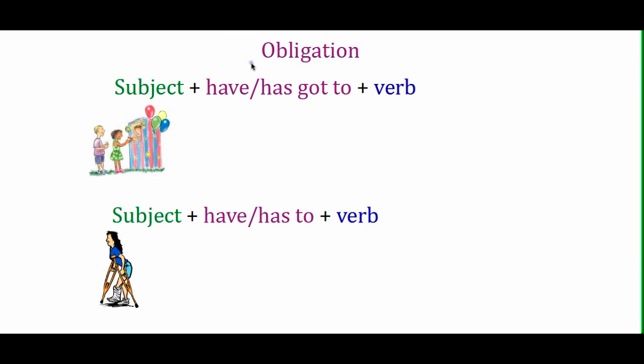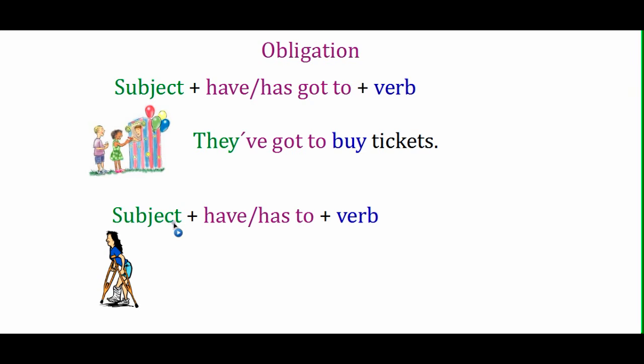Now let's look at our obligation phrases. The first formula we have is subject, have or has, got to, verb. Here we have two people at a ticket booth. They've got to buy tickets. We have the subject they, so we need to use have rather than has. They've got to buy tickets. It's an obligation.